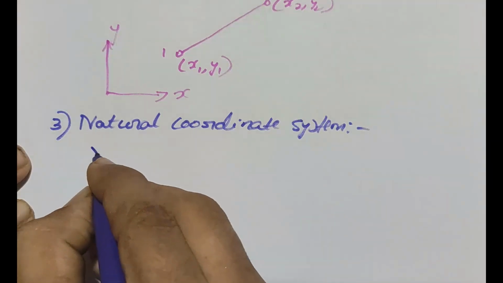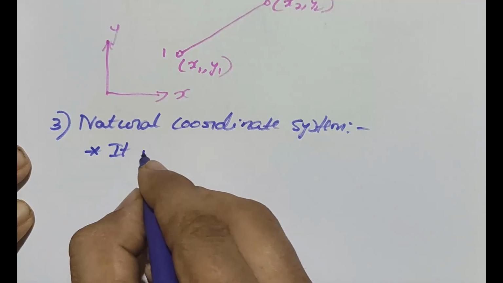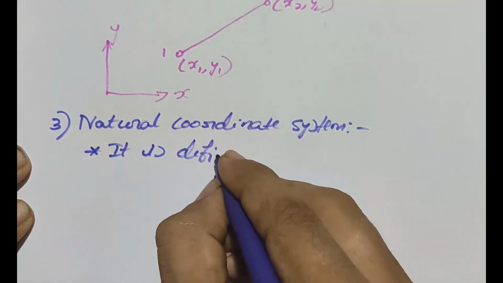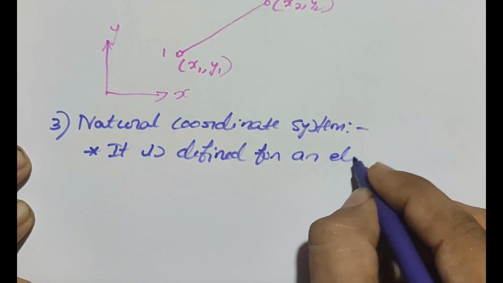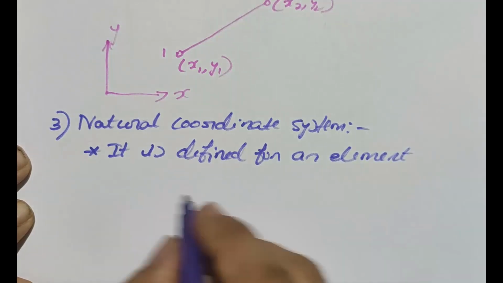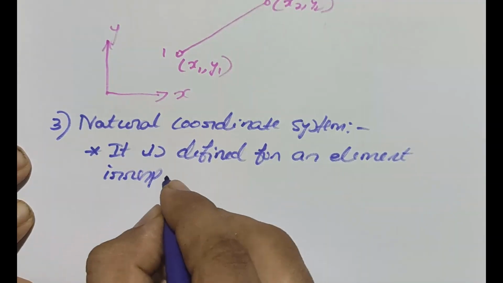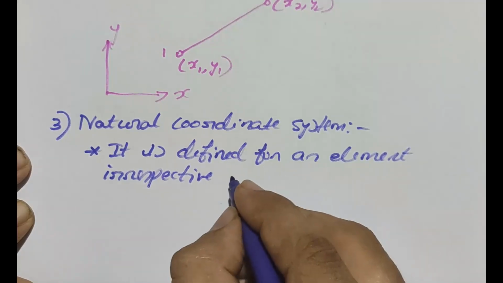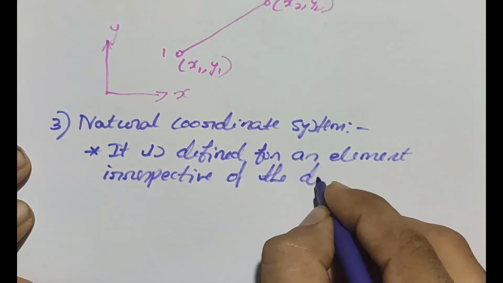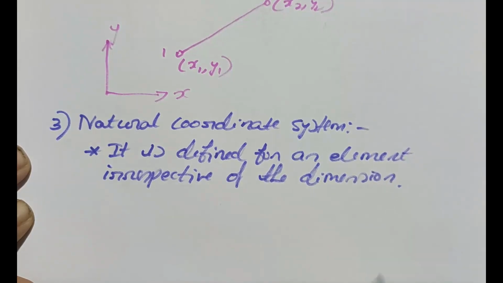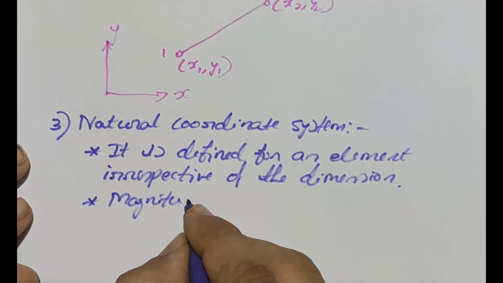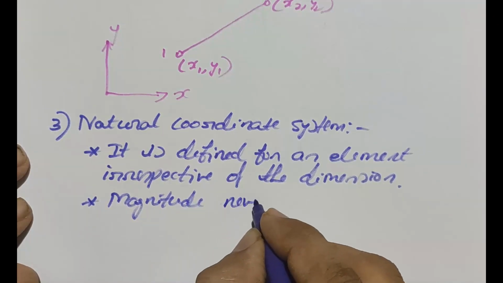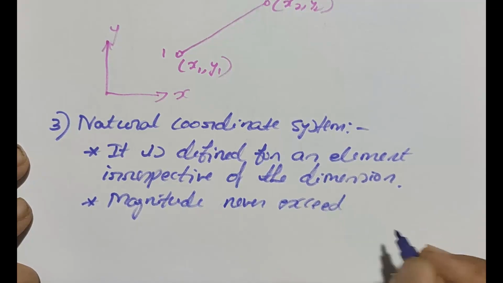So here you have to remember, it is defined for an element irrespective of the dimension, because it is a dimensionless coordinate system, and the magnitude will never exceed unity.